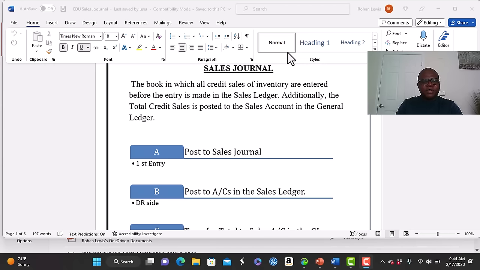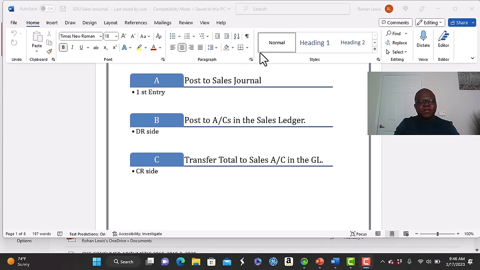So, the first step is that we post all the credit sales to the sales journal. Secondly, we post to the sales ledger in the respective accounts on the debit side the entries that were posted in the sales journal. And then thirdly, we transfer the total to the sales account in the general ledger. Very simple.